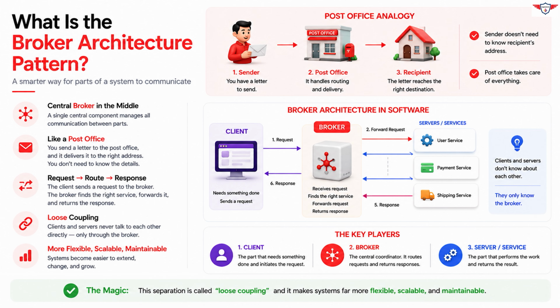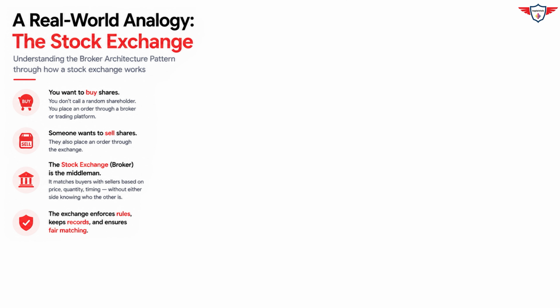The magic here is that the client and the server never need to know about each other directly. All they know about is the broker. This separation is what software architects call loose coupling, and it makes systems far more flexible, scalable, and maintainable. Let us make this even more concrete with a real-world analogy that most people are familiar with, a stock exchange.